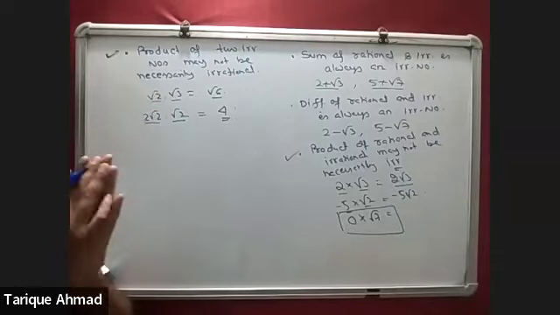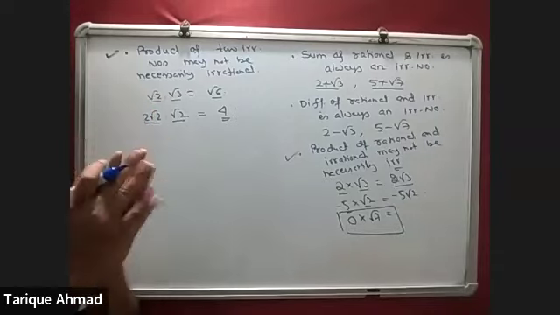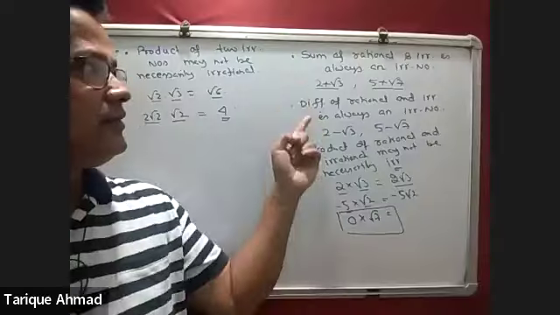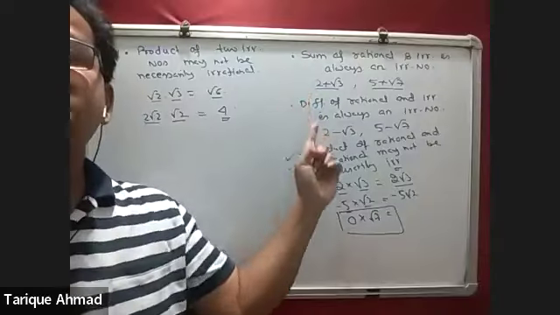Root 3 into root 3 is the same type of example. Now a different type. Focus here on the first two.